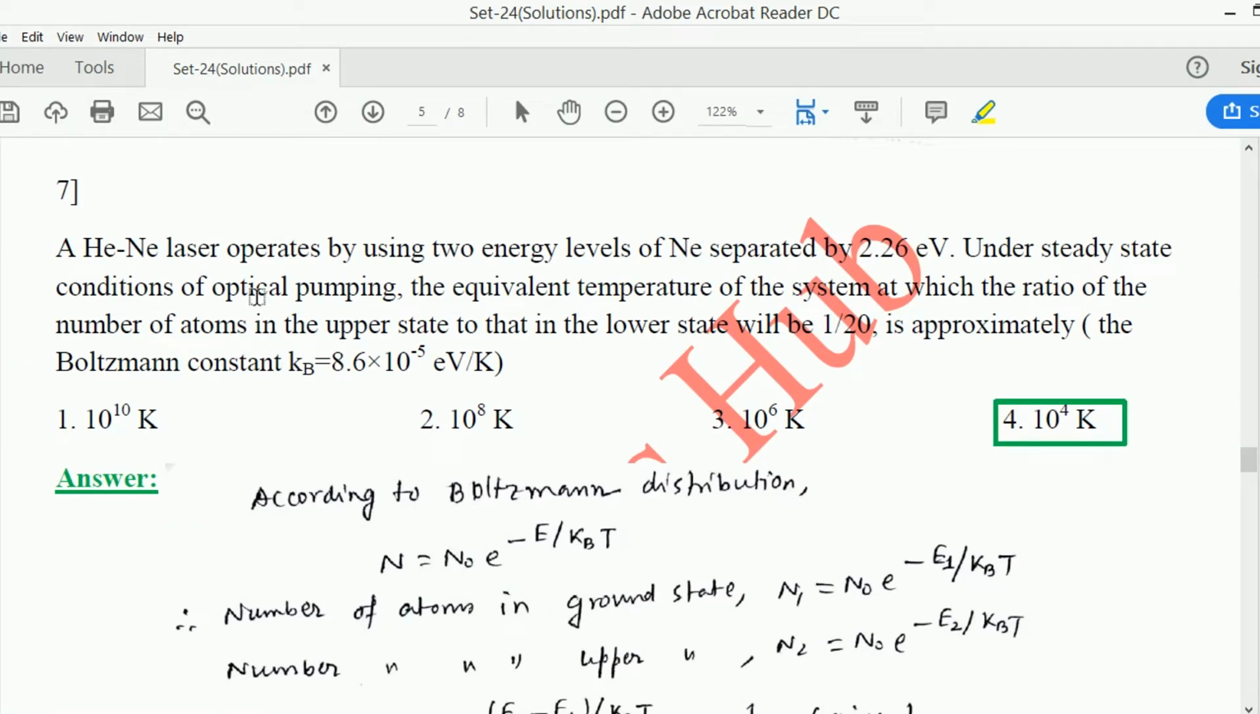A helium neon laser operates by using two energy levels of neon separated by 2.26 electron volt. Under the steady state conditions of optical pumping, the equivalent temperature of the system, at which the ratio of the number of atoms in the upper state to that in the lower state will be 1 by 20, is approximately? The Boltzmann constant is given to be equal to 8.6 into 10 to the minus 5 electron volt per Kelvin.